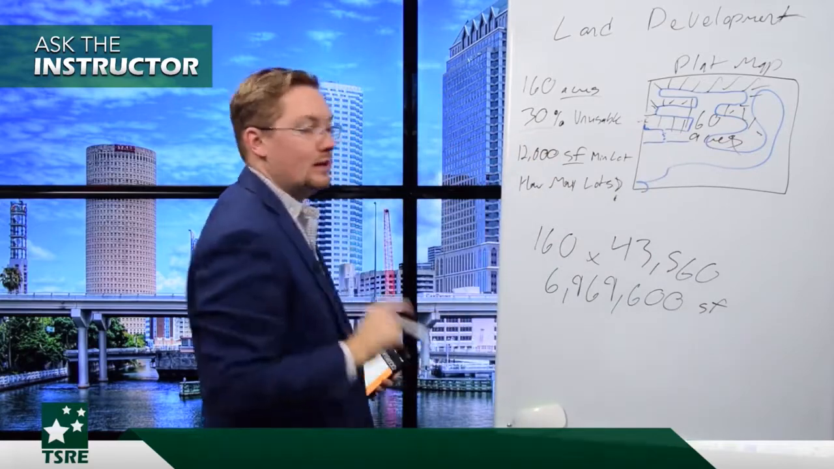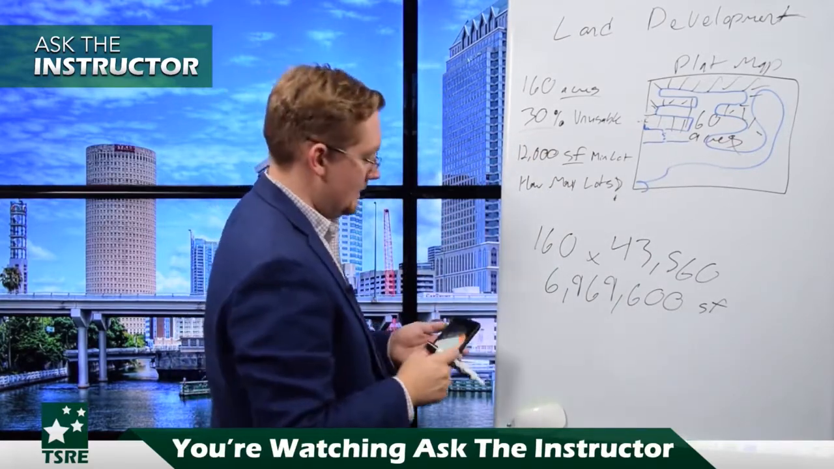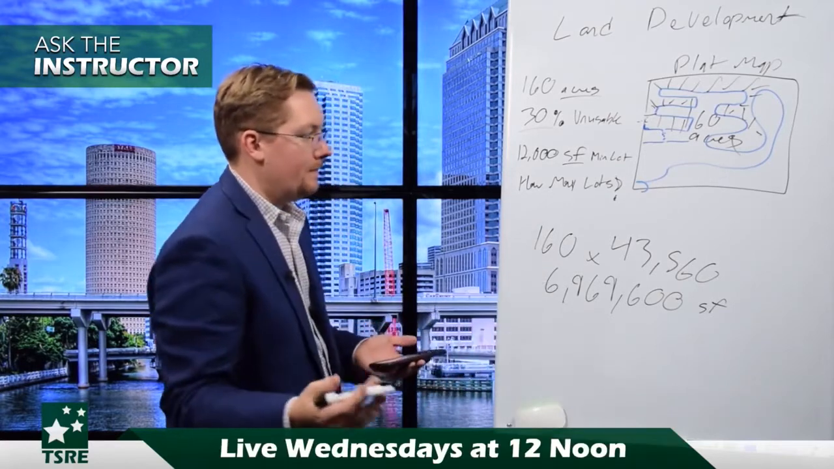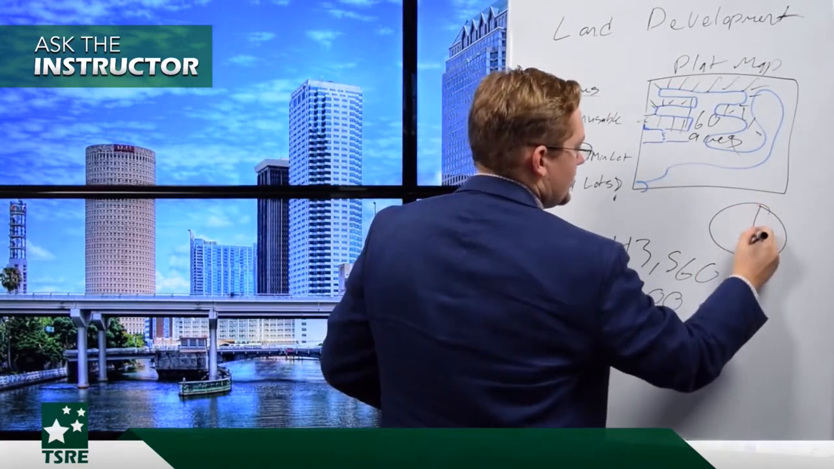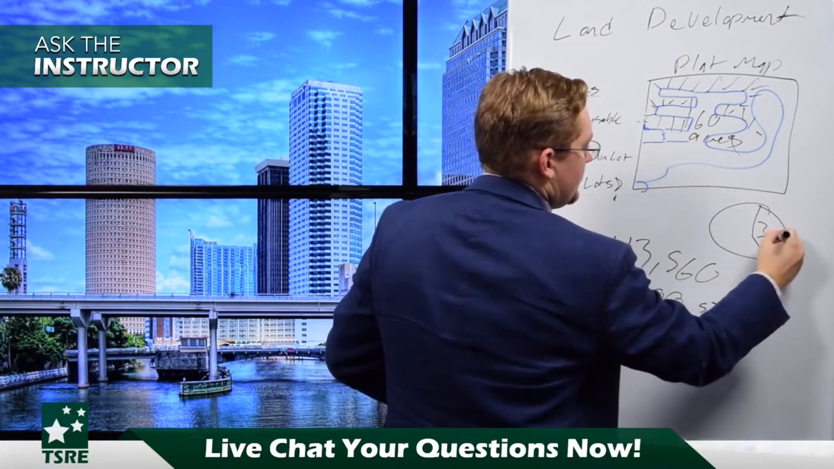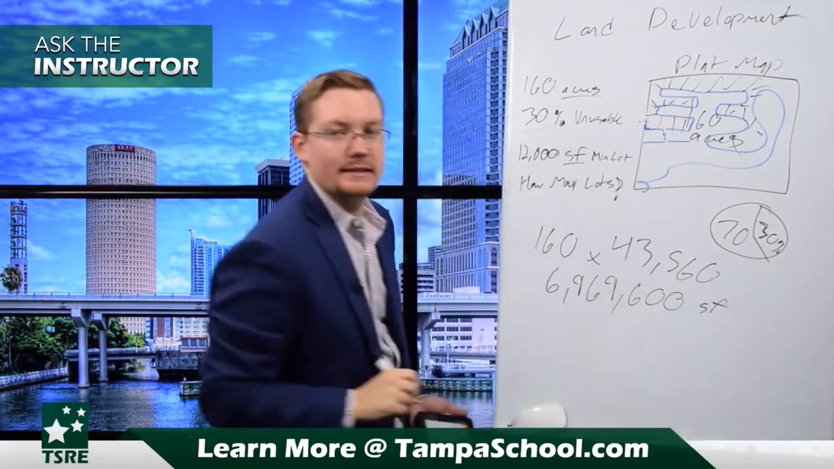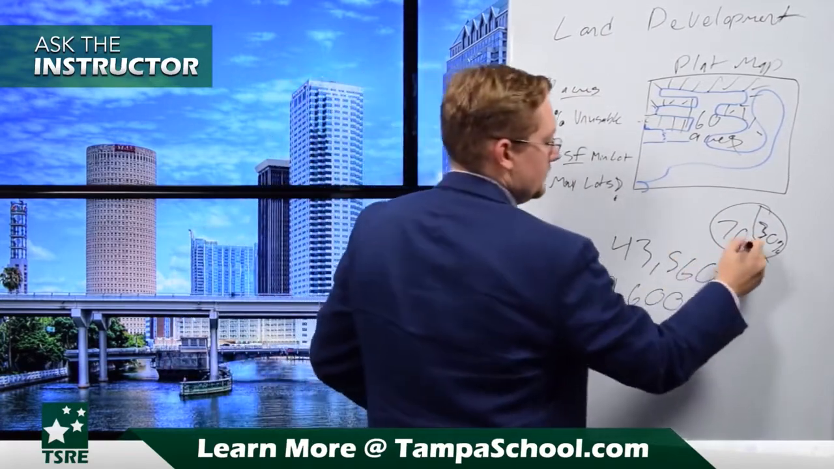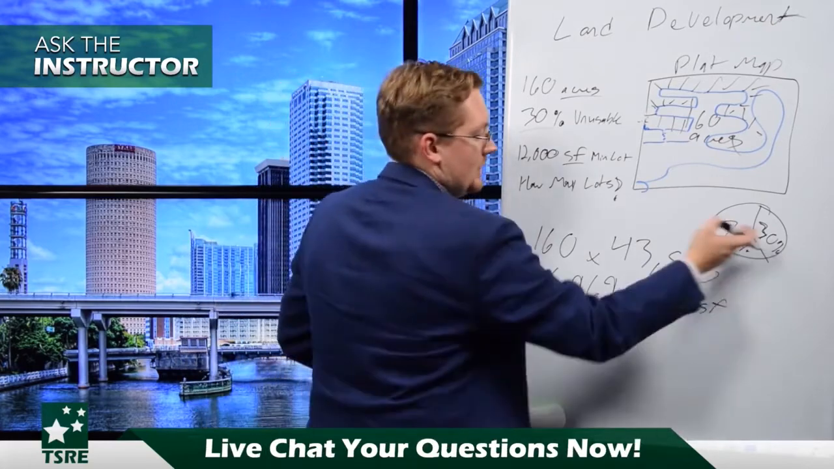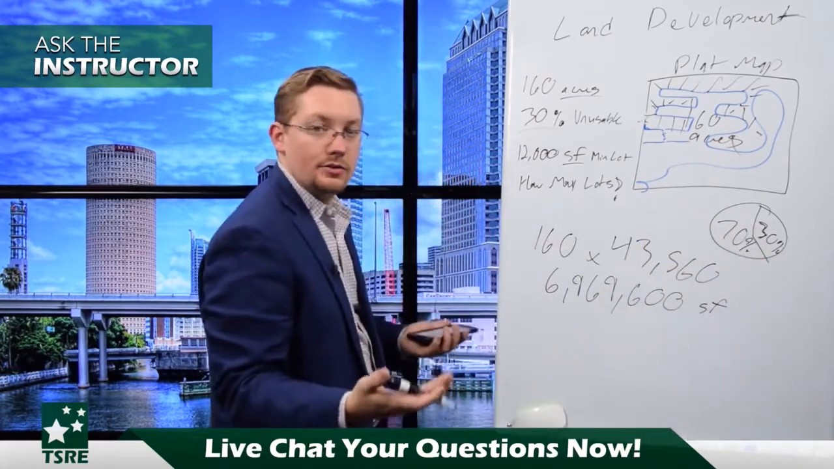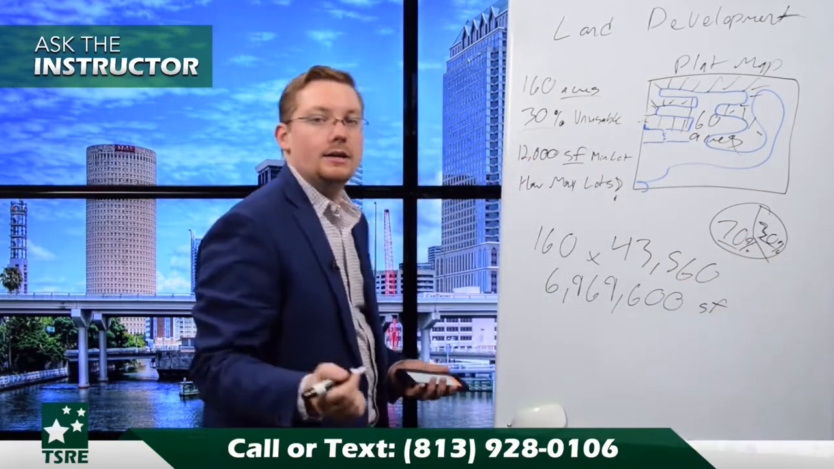The answer is no. We have 30% that's going to be for our streets, open green spaces, things like that. If you imagine this as a pie chart, if we have 30% that's unusable, that leaves us with 70% that is usable. Both of them add to 100%. So whatever's left over is what we have that's usable: 70% usable for developing lots, 30% unusable.